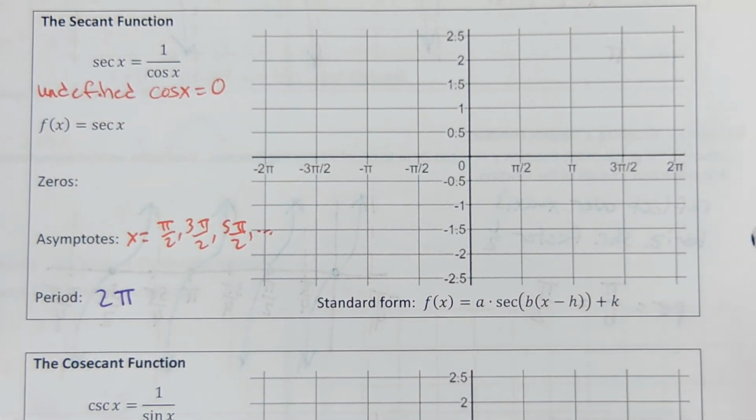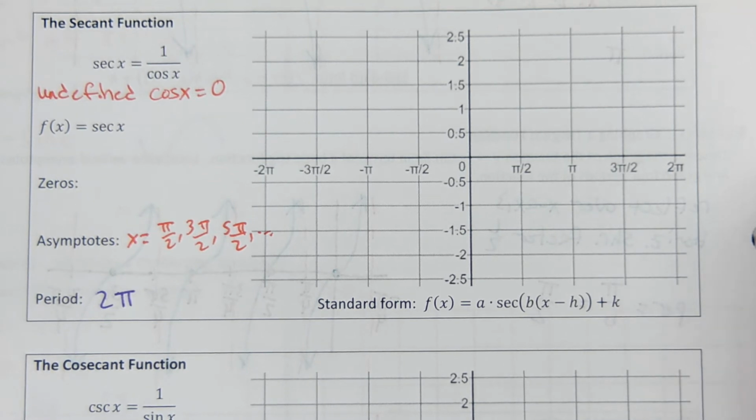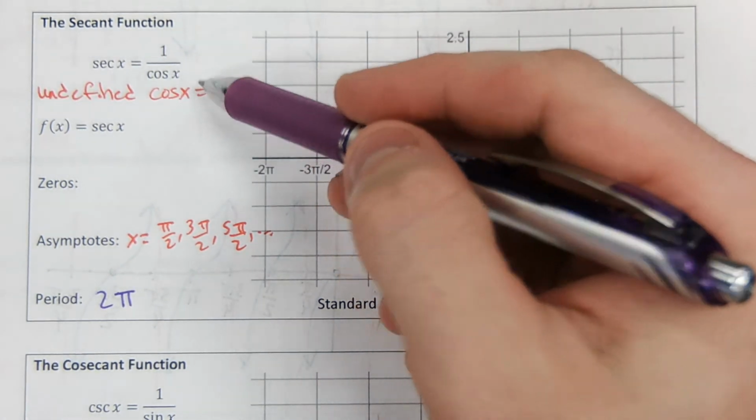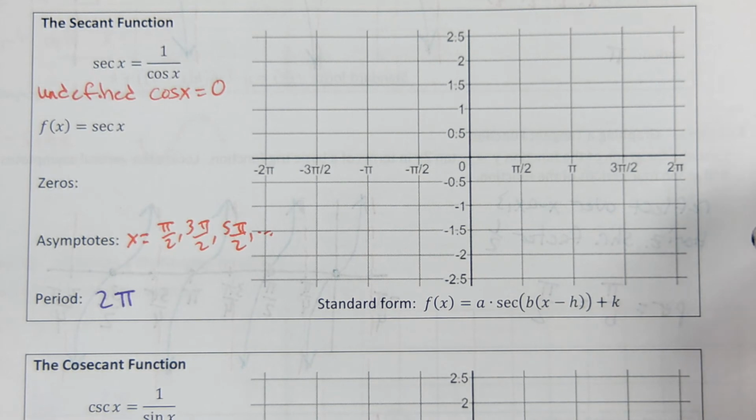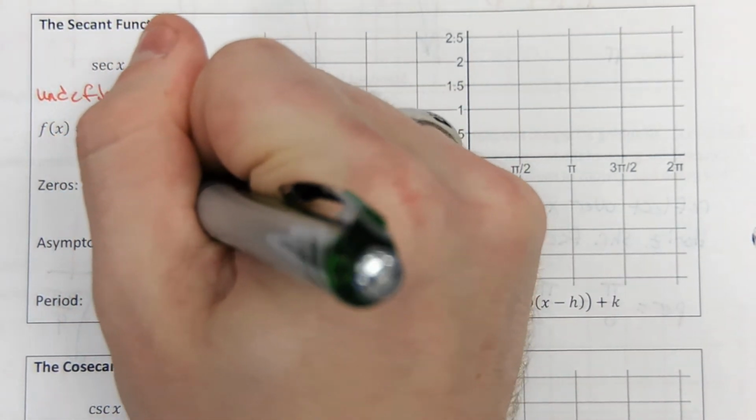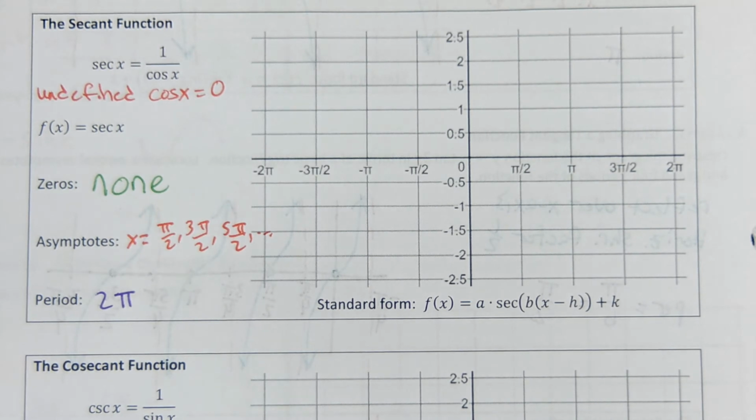Now let's talk about the zeros of secant of x. Secant of x is represented by this fraction. Tell me, when is the only time that a fraction's value can equal 0? If the top is 0. So when does the top of our fraction equal 0? Never. So there are no zeros for secant of x. By the way, just like cosine, secant of x is an even function, if you care.